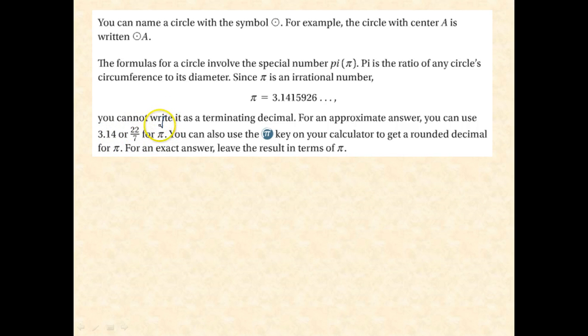Your calculator probably has a pi button. You can use the pi key on your calculator to get a nicely rounded answer for pi. For an exact answer, just leave it in terms of pi. Okay?